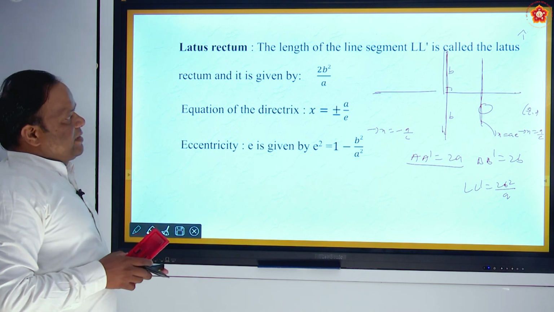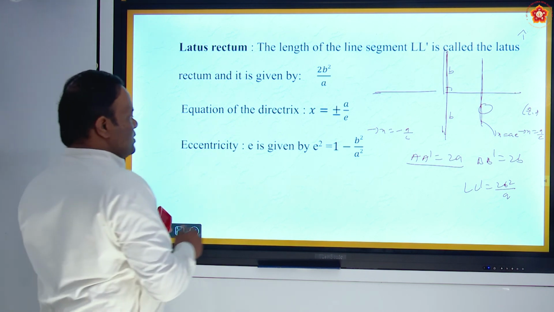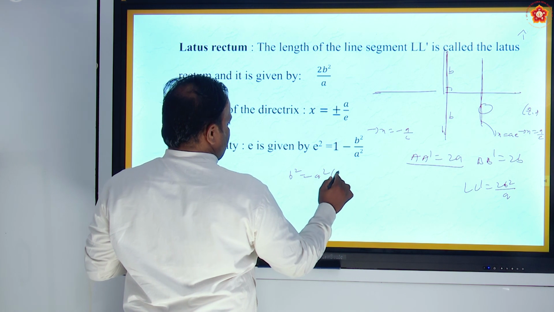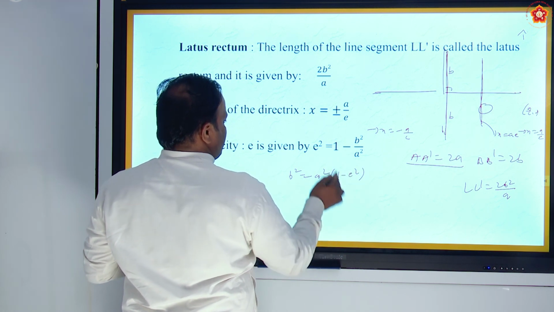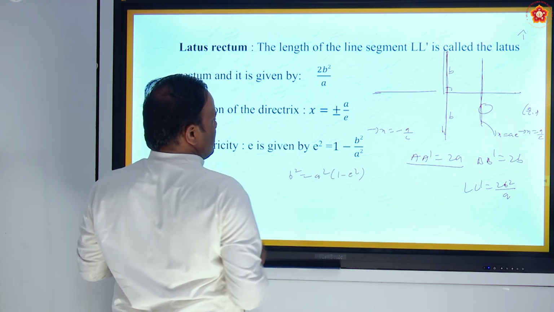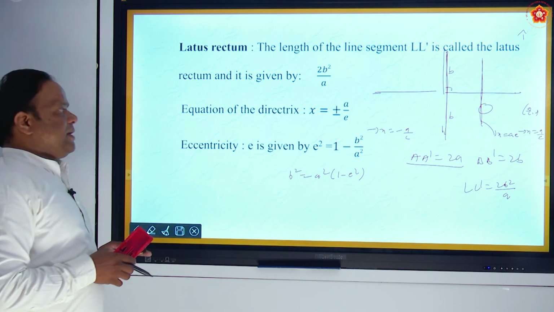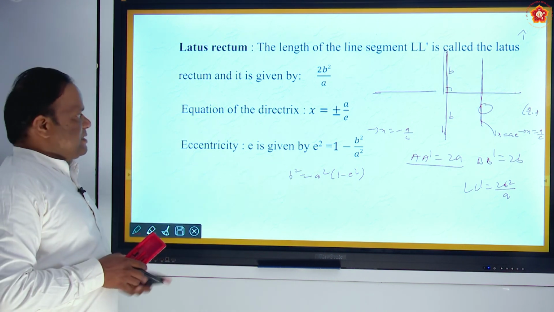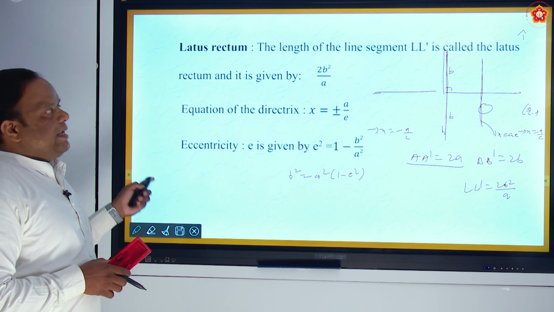Next, eccentricity is given by the eccentricity formula. Actually, we substitute here b square equal to a square into 1 minus e square, no? Then you simplify this and you will get e square is equal to 1 minus b square by a square. So e equal to root of 1 minus b square by a square. This is the eccentricity formula of an ellipse.